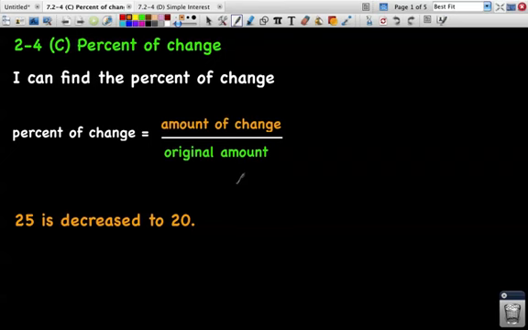So if I look at 25 to 20, to find the amount of change, we can just always find the difference by subtracting. So 25 minus 20, that's just 5. Okay, so my amount of change is 5. Now I'm going to take that 5 and put it over the original amount. My original amount, I started off with 25. So my amount of change is 5, my original amount is 25, and now I just have 5 divided by 25, or 5/25.